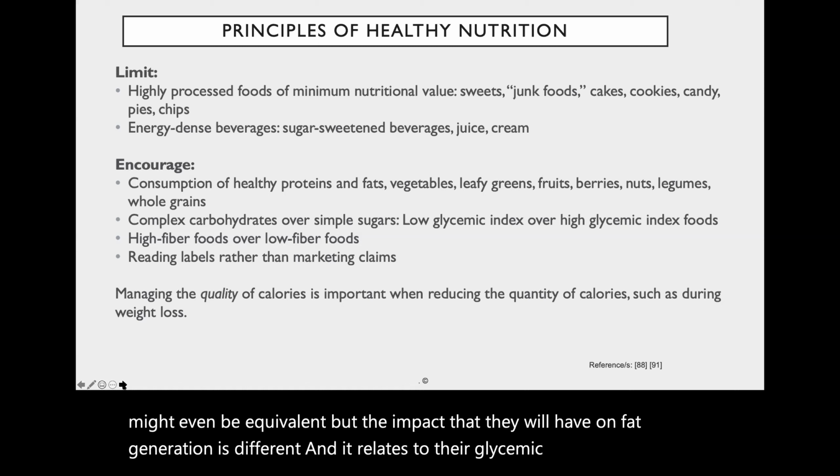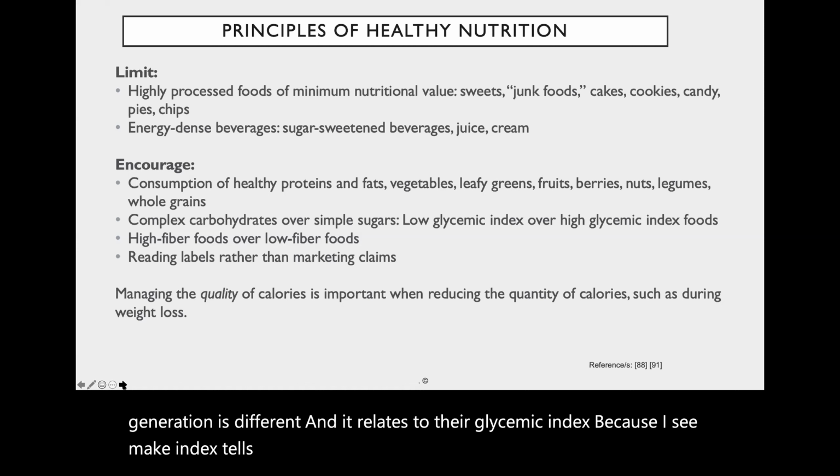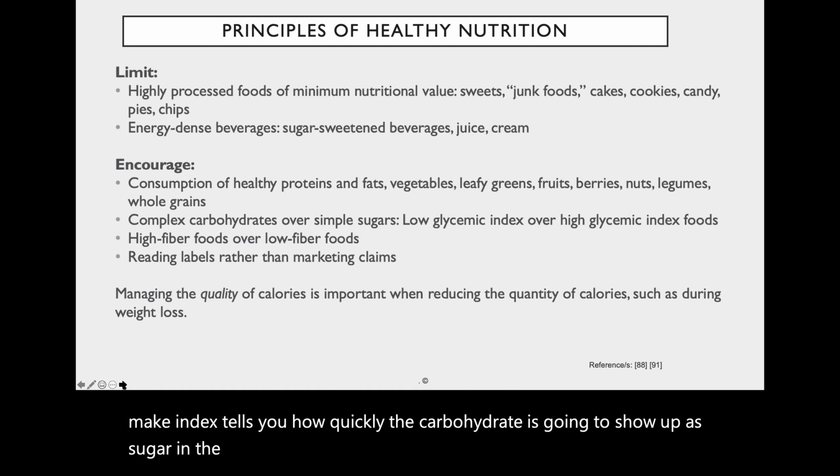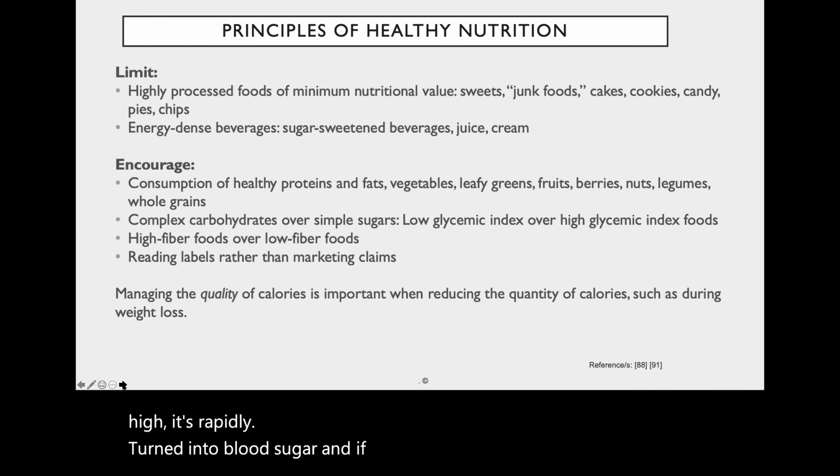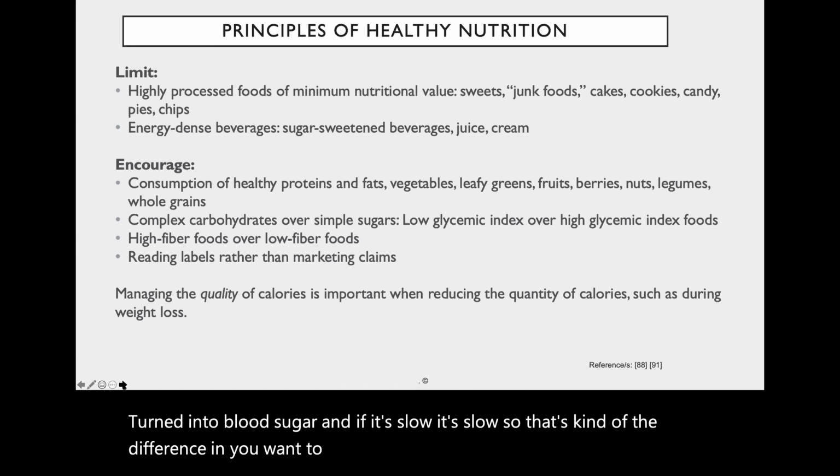The glycemic index tells you how quickly the carbohydrate is going to show up as sugar in the bloodstream. That's what the glycemic index tells you. If it's high, it's rapidly turned into blood sugar. And if it's low, it's slow. So that's kind of the difference. And you want to keep people at the low end of the glycemic index.